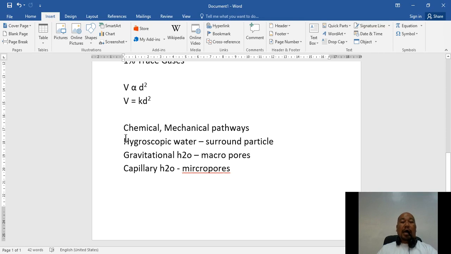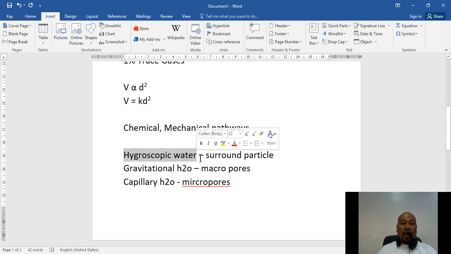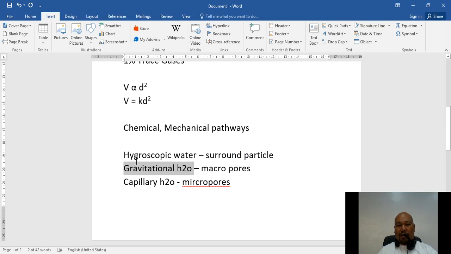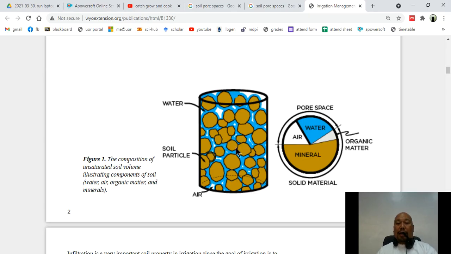Again, hygroscopic water is held very tightly around each particle. Gravitational water dali ra kaayo ma-drain. Both dili magamit sa tanom. Unsa may magamit sa tanom? Part of capillary water, not all. Take note, only a part of capillary water. So karon, kadtong naa sa gagmay na jud kaayo nga mga micropores, dili na ma-extract sa tanom.